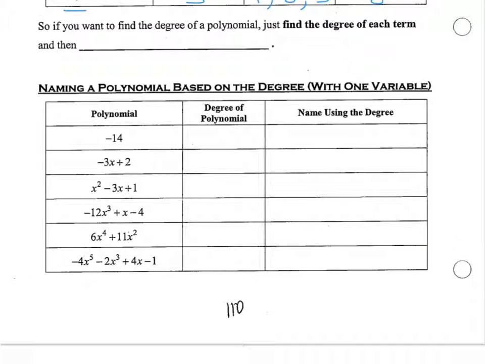All right, we use the degree to name the polynomials, and you've heard some of these names before. So we're just going to fill these in here real quick. Okay, so the degree of a polynomial where the first one is negative 14. The degree is 0. We've called that something before. It's a constant. C-O-N-S-T-A-N-T. Okay, then the second one here, x to the first. So it's degree 1. We call that linear.